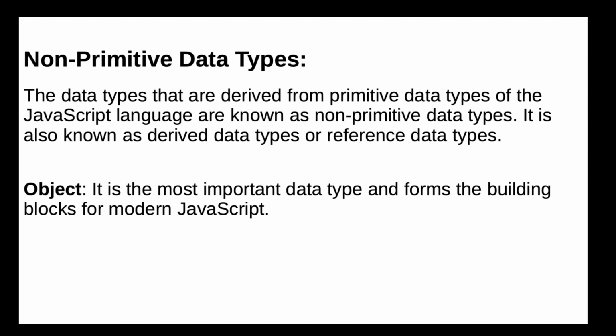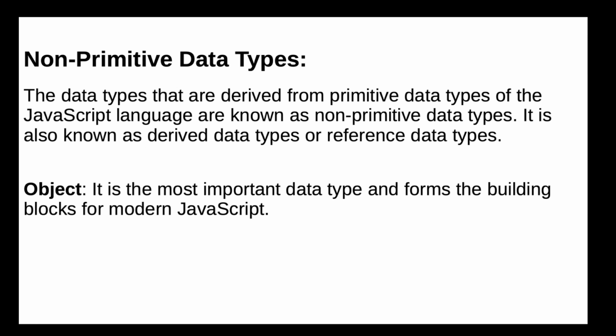Next is the non-primitive data type. The data types that are derived from the primitive data types of the JavaScript language are known as non-primitive data types. They are also known as derived data types or reference data types. So first is object. It is the most important data type and forms the building blocks for modern JavaScript. We will discuss it in another video.